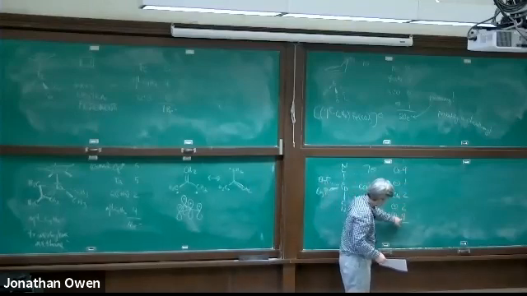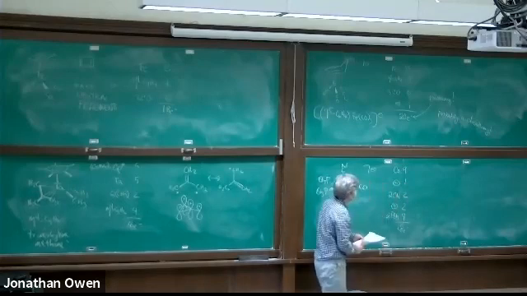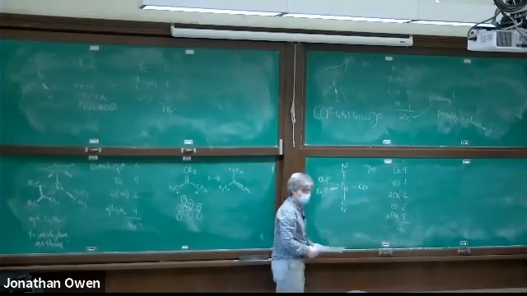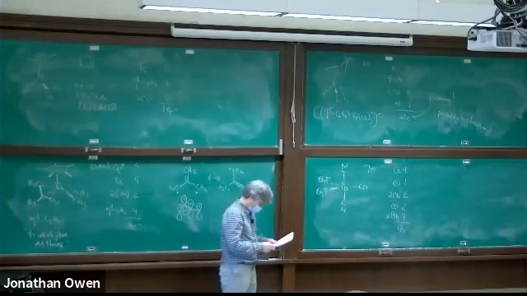10, 14, 18. Okay, so that negative charge contributes 1. Cyanide is a 1 electron donor when it's a neutral thing.